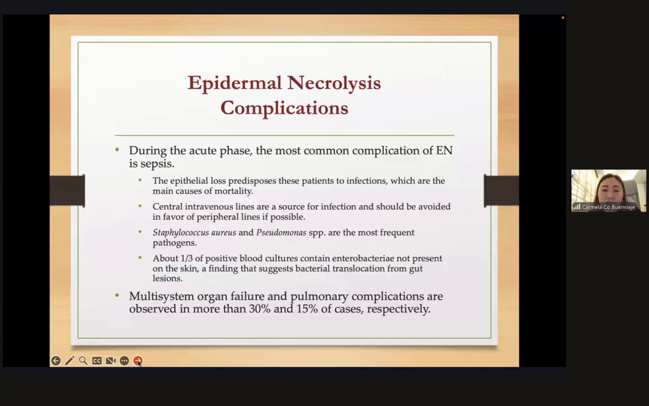Staphylococcus and Pseudomonas species are the most frequent pathogens that would infect these patients. About one third of positive blood cultures contain Enterobacteriae also. Not present on the skin, it's a finding that suggests bacterial translocation from gut lesions. So a lot of different bacteria can infect these epidermal necrolysis patients. So we have to watch out for infections and eventual sepsis. Multi-system organ failure and pulmonary complications are observed in more than 30 and 15% of cases respectively. This is actually a high percentage.